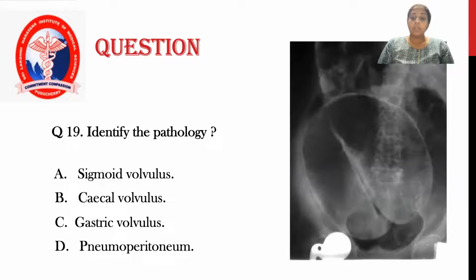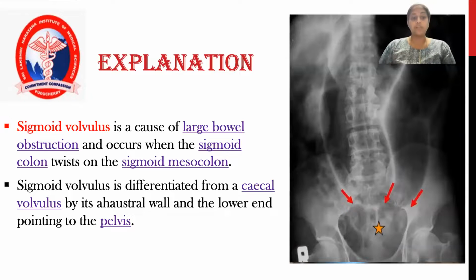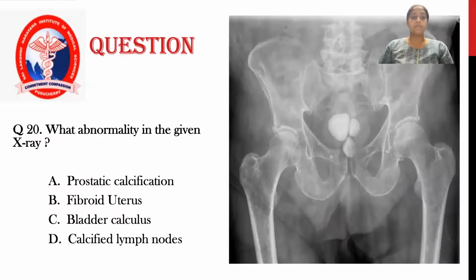Identify the pathology. This is a classic coffee bean appearance. All of you would know this. Yes, it is a case of sigmoid volvulus. It is a cause of large bowel obstruction and occurs when the sigmoid colon twists on the sigmoid mesocolon. Sigmoid volvulus is differentiated from cecal volvulus by the apex of the loop with the lower end pointing towards the pelvis. This is a classic appearance, as we all see that the arrows are all pointing towards the pelvis, which is marked by the star.